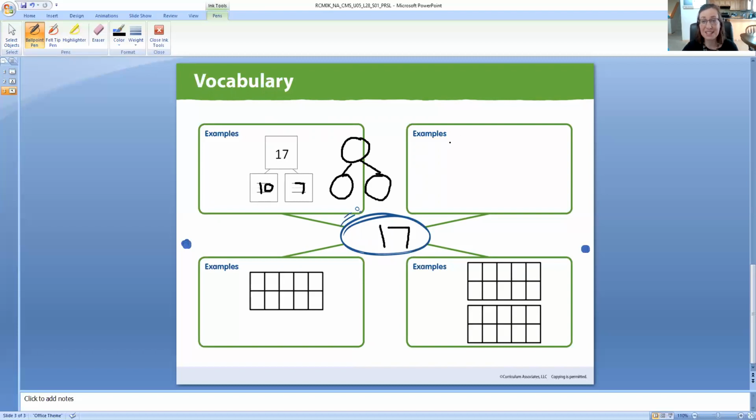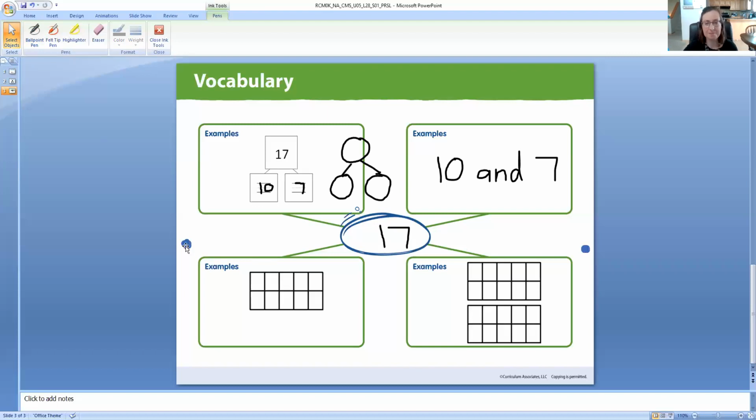All right, let's make 17 another way. I want to do it this way with words. I just said 10 and 7. I'm going to write that as a way. 10, and I'm going to spell my word and. And 10 and 7. 10 and 7 is another way to say 17.